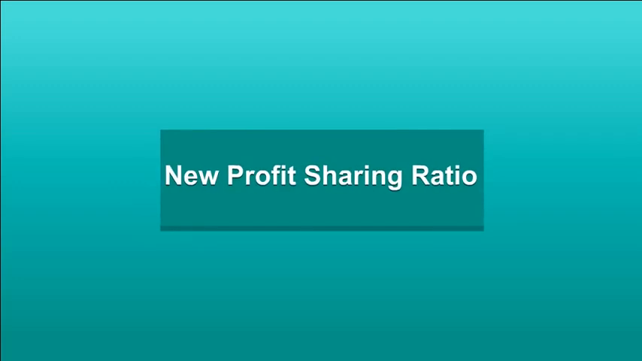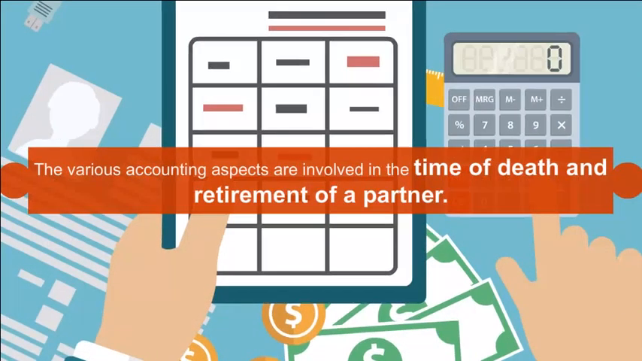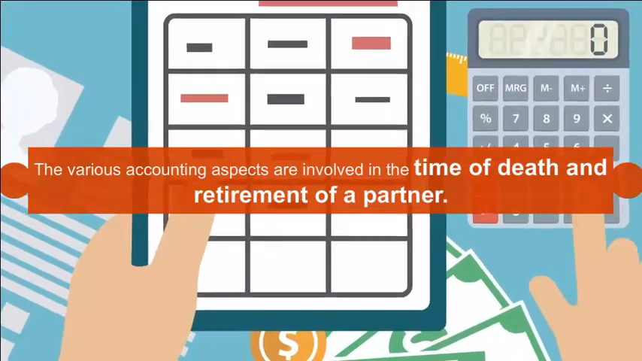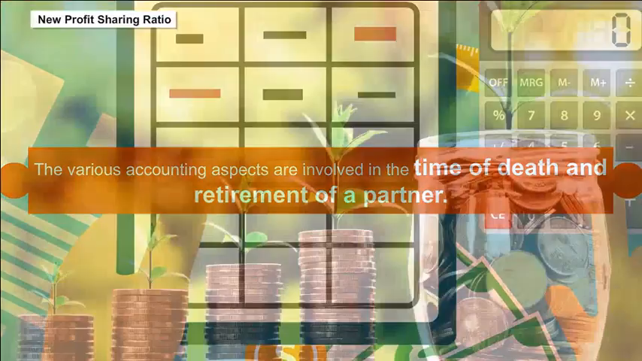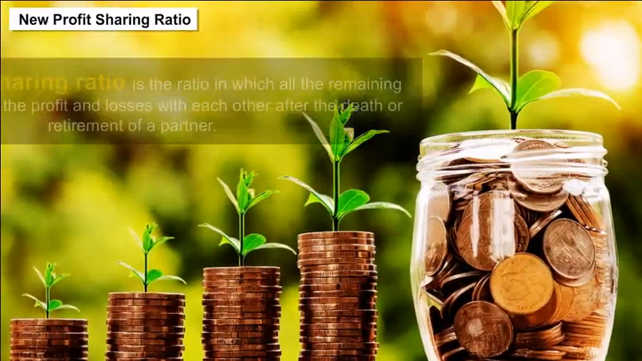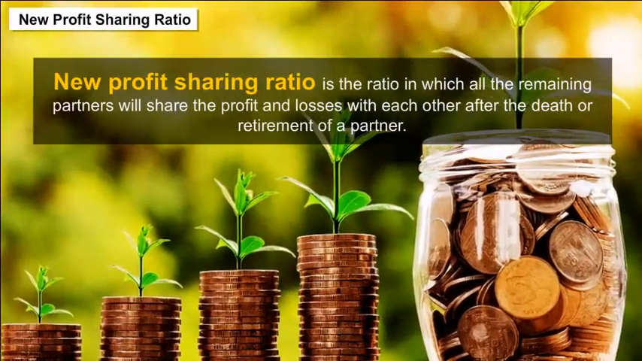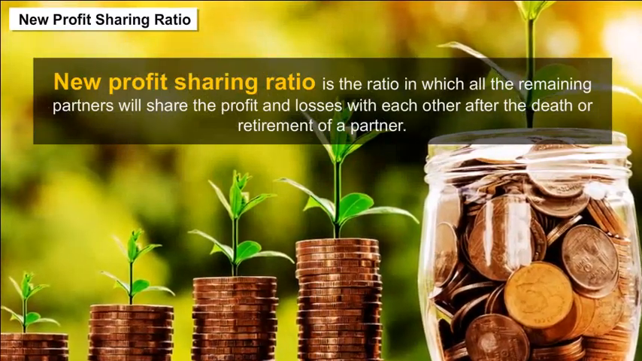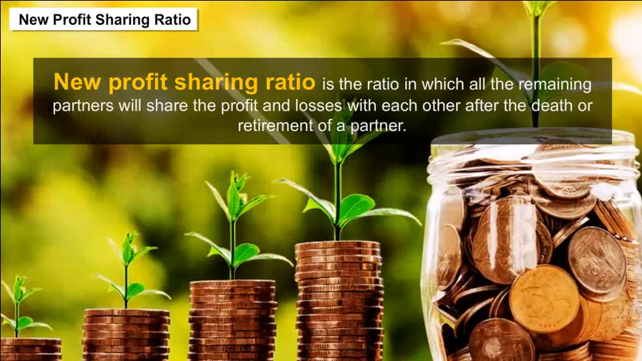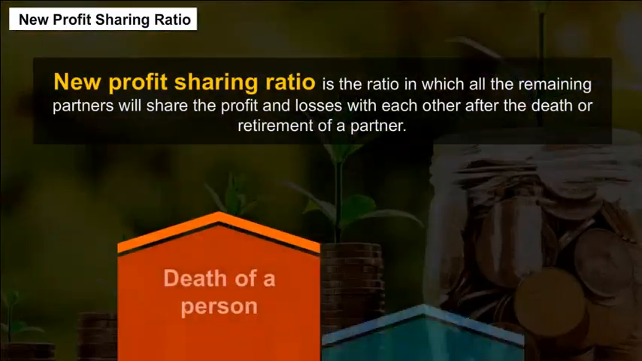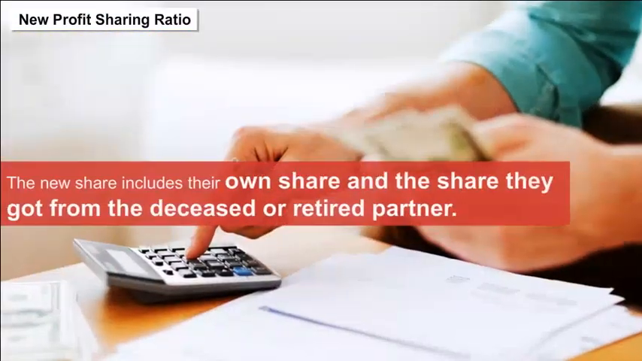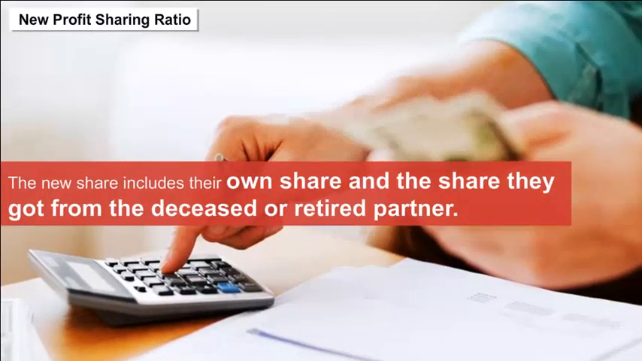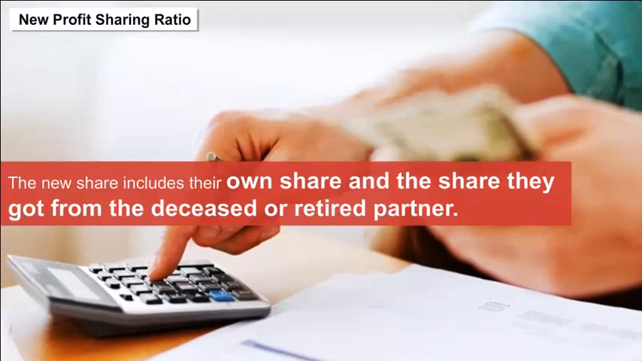New profit sharing ratio. Various accounting aspects are involved at the time of death and retirement of a partner. New profit sharing ratio is the ratio in which all the remaining partners will share the profit and losses with each other after the death or retirement of a partner. The new share includes their own share and the share they got from the deceased or retired partner.